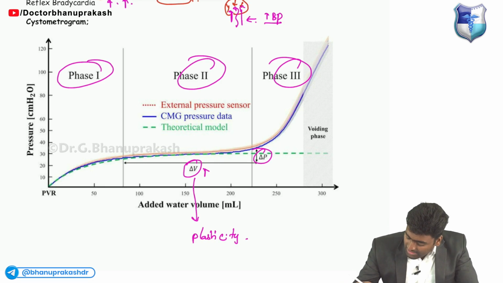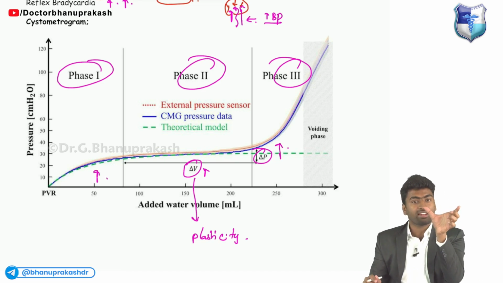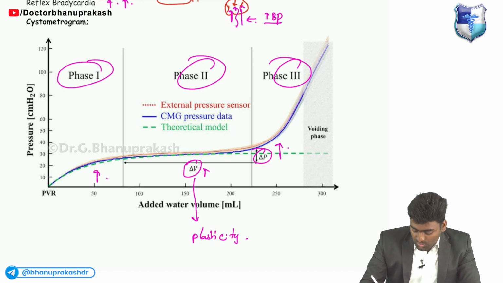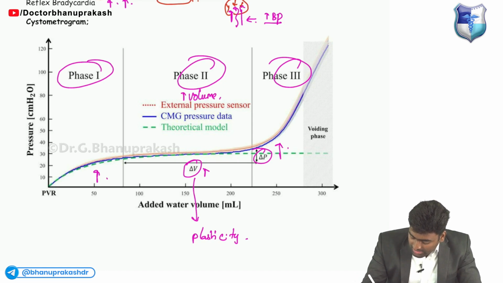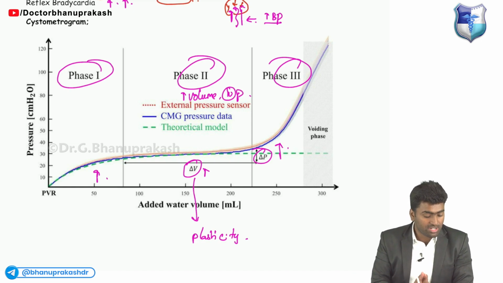And in phase 3, there is the voiding phase. There will be an increase in pressure. So initially there will be an increase in volume and an increase in pressure, and then a stagnant level, where in phase 2 there is an increase in volume but no change in pressure. So what is it? Phase 2 is because of the plasticity of the bladder. It is because of the plasticity.